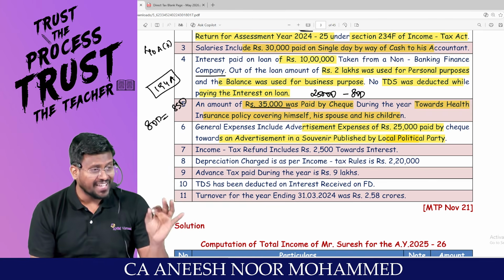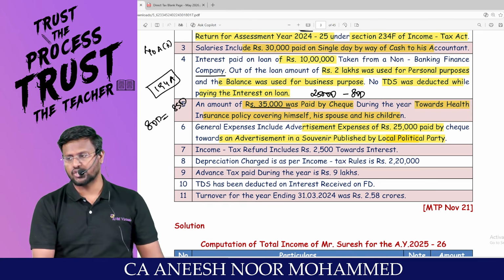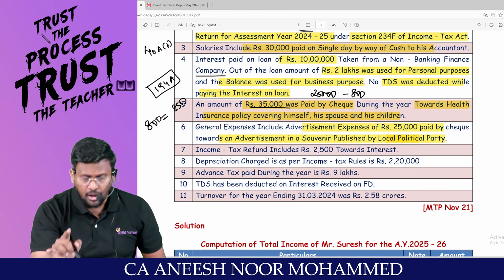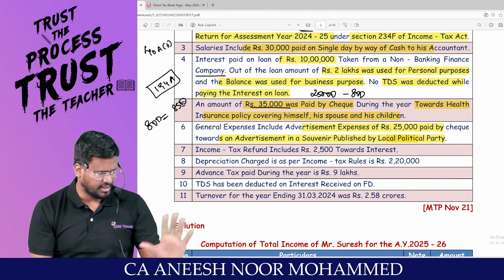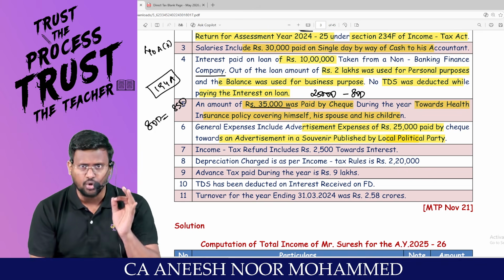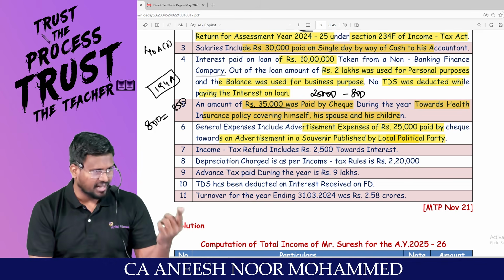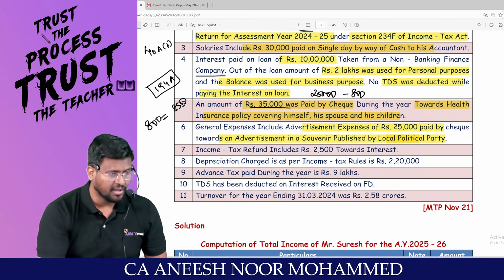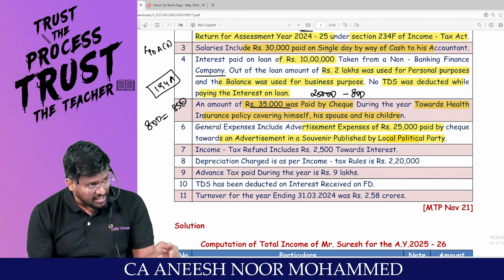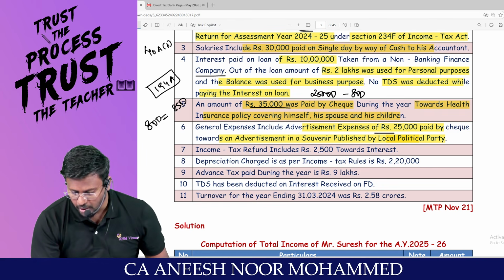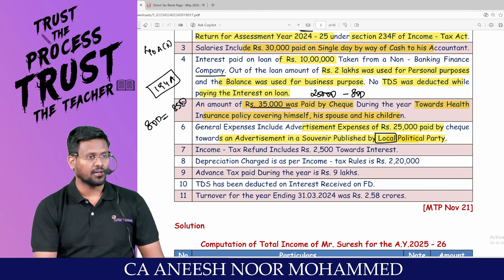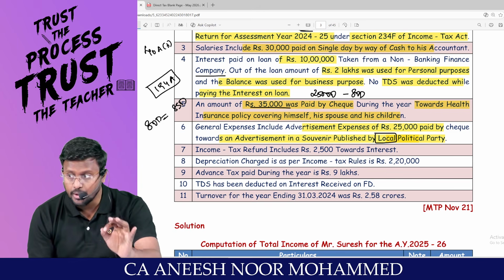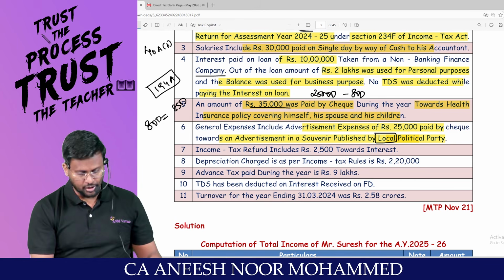It should be added back. And it can be claimed as a Chapter VI-A deduction under 80GGB or 80GGC, as the case may be. In this case, the assessee is not a company. Assessee is other than a company and individual, so he can claim a deduction under 80GGC. Don't think like that just because it's a local political party. Only a contribution to a registered political party will be allowed as a deduction.